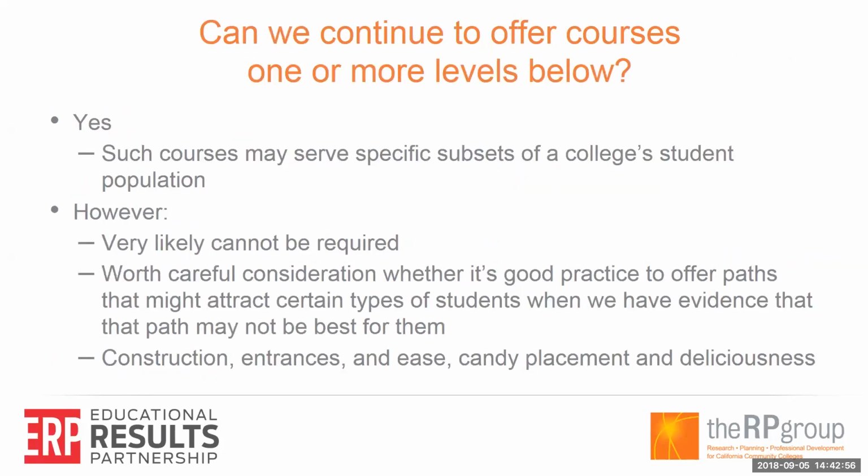Can we continue to offer courses one or more levels below? Yes. Such courses may serve specific subsets of a college's student population. There may also be some students that might self-select into that pathway. However, based on what we just said, it's very likely that you're not going to be able to require students to do that, at least not very many. And it's worth some really careful consideration whether you want to offer paths that might attract certain types of students when we have evidence that that path may not actually be best for them.